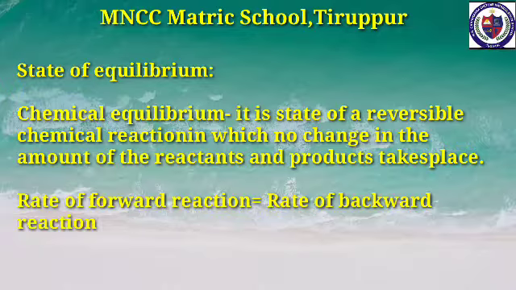Next we move to state of equilibrium. In a reversible reaction, both forward and backward reactions take place simultaneously. When the rate of the forward reaction becomes equal to the rate of the backward reaction, then no more product is formed. This stage of the reaction is called the equilibrium state. So chemical equilibrium is the state of a reversible chemical reaction in which no change in the amount of reactants and products takes place. At equilibrium, the rate of forward reaction is equal to the rate of backward reaction.